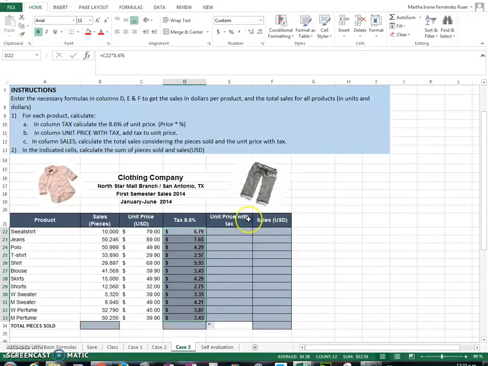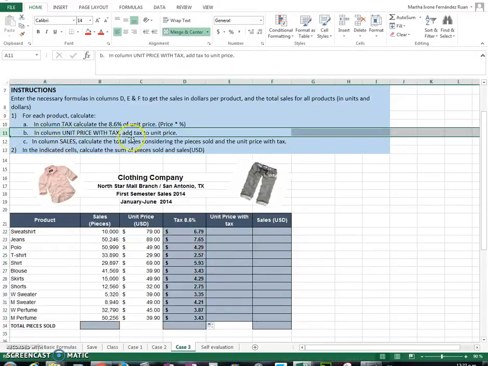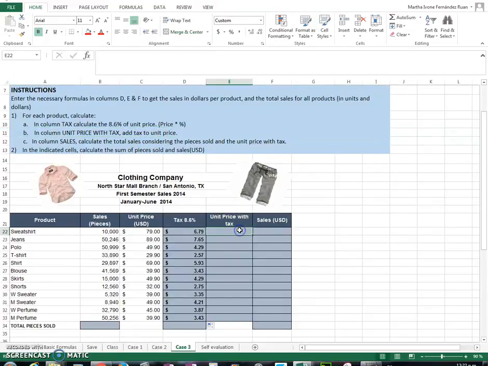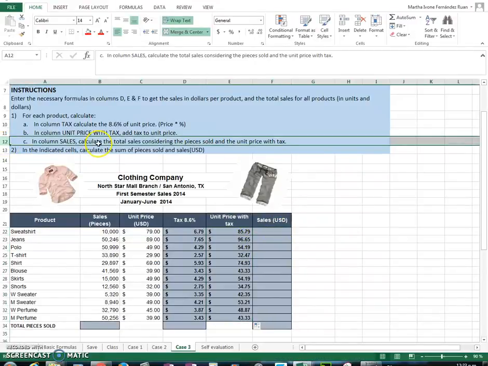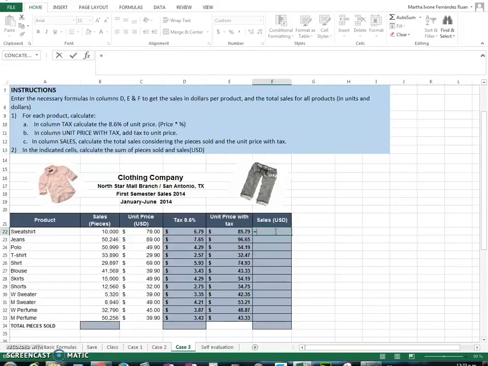Now we need to calculate the unit price with tax, so we just need to add them. It's going to be equals the original price plus the tax. Now we get the new price including the tax. To get the final sales, we need to multiply the pieces sold and the unit price with tax. Let's do this. It's going to be equal to the sales in pieces times the unit price with tax, and we add.